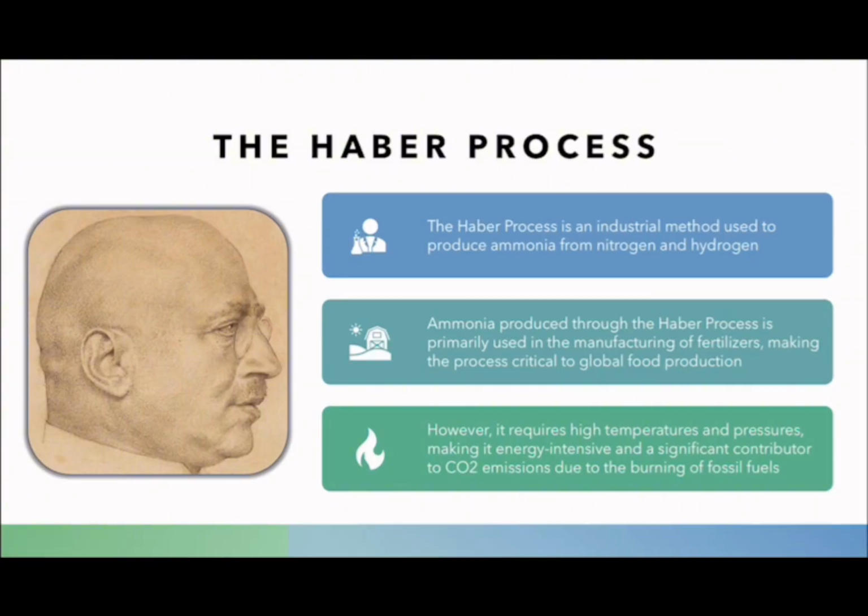The ammonia produced through the Haber process is primarily used in the manufacture of fertilizers in agriculture, making the process critical to global food production. But it requires high temperature and pressure, making it energy intensive and significantly contributing to carbon emissions due to the burning of fossil fuel. Even though this is a great idea, it still gives out global warming.